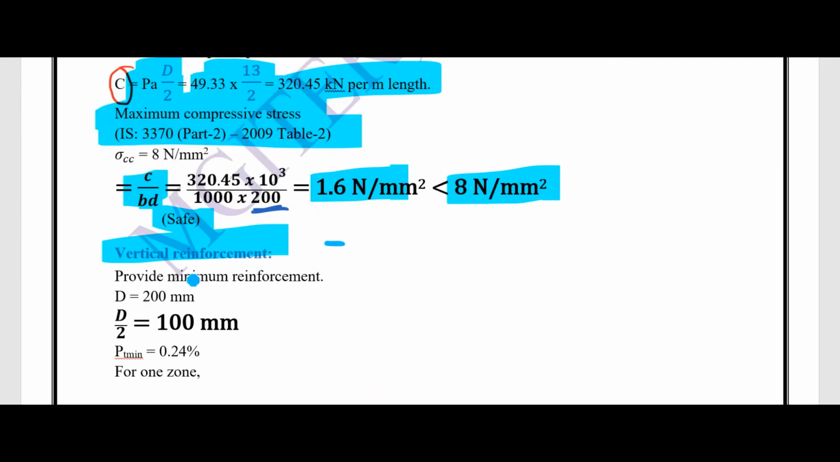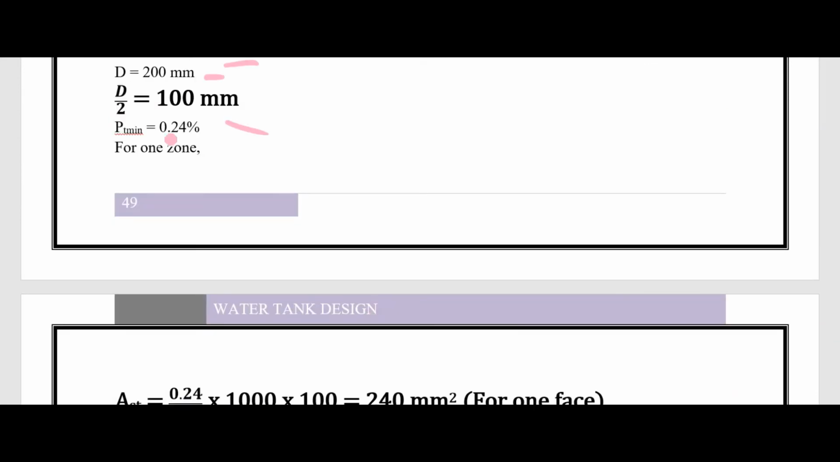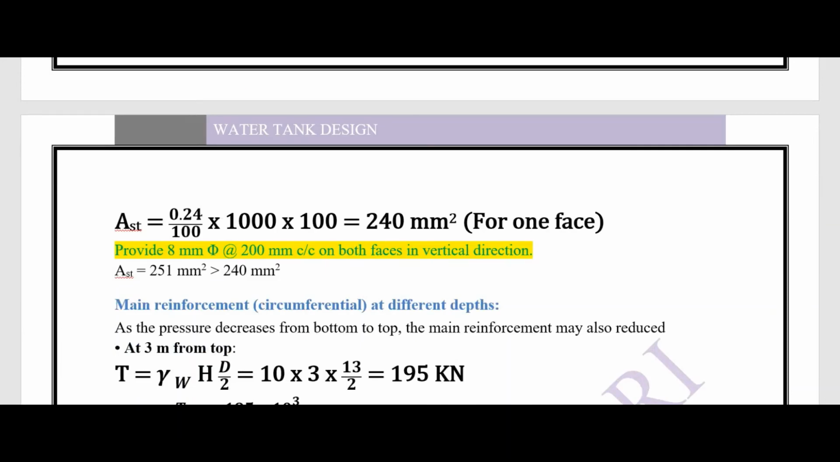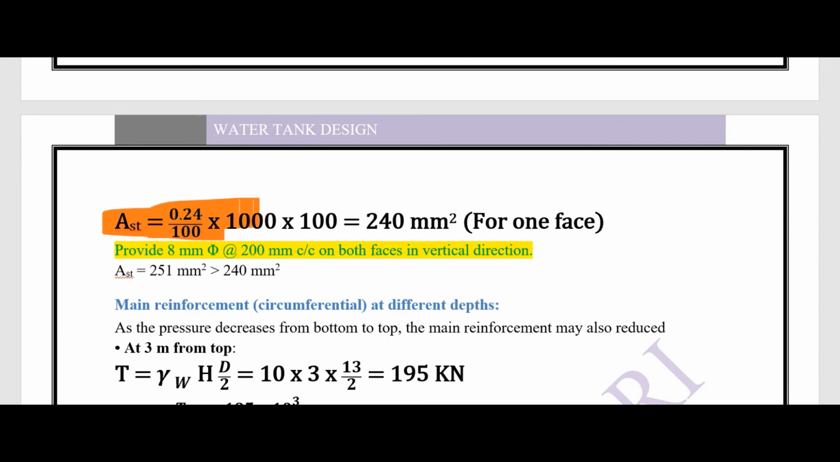Now we are going to calculate vertical reinforcement. How do we calculate vertical reinforcement? Calculate by providing minimum reinforcement. D is equal to 200 mm. P minimum is 0.24%. So for one zone, AST is equal to 0.24 percent, which is 240 mm square for one face. So we provide 8 mm dia at 200 mm center to center on both faces in the vertical direction.